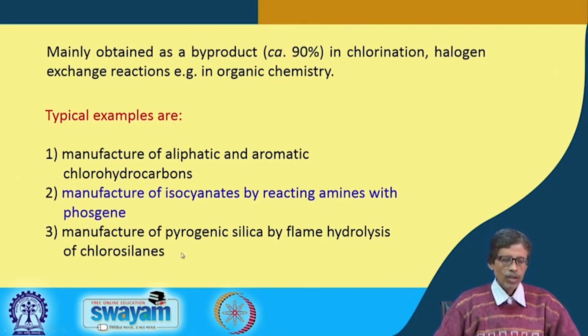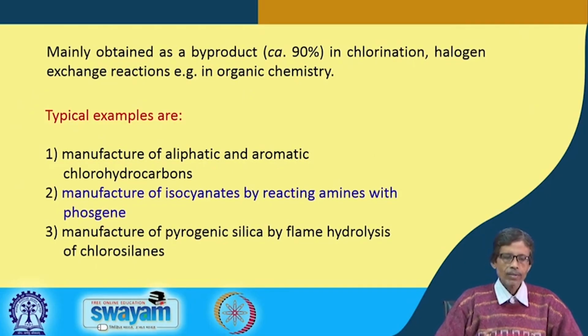Similarly, consider the manufacture of pyrogenic silica, a special variety of silica which is also heat sensitive, by flame hydrolysis of chlorosilane. We all know SiH4 is the silicon hydride, where all four hydrogen atoms are attached to the silicon, and if one of them is replaced, like in methyl chloride or chloromethane, where carbon can be replaced by silicon, it will be SiH3Cl, like CH3Cl.